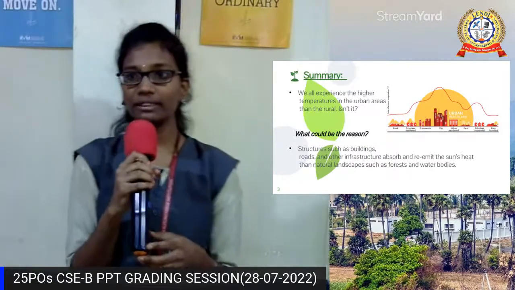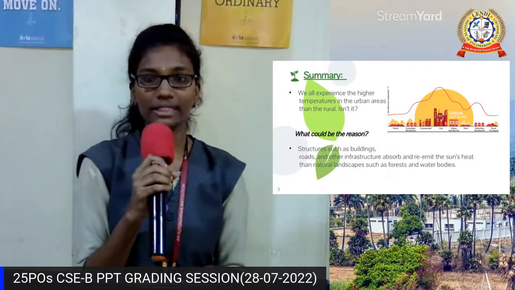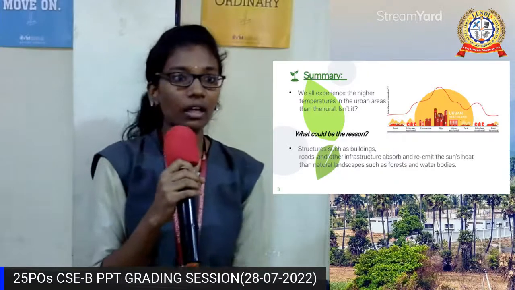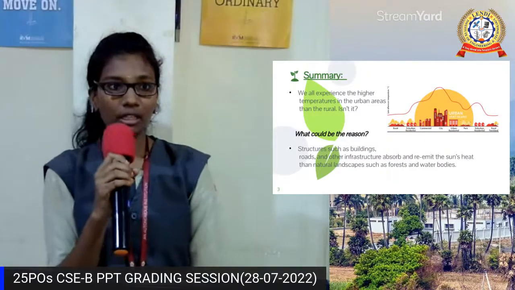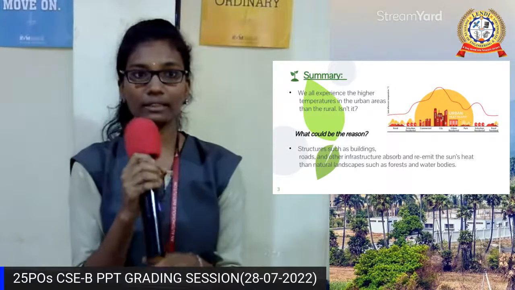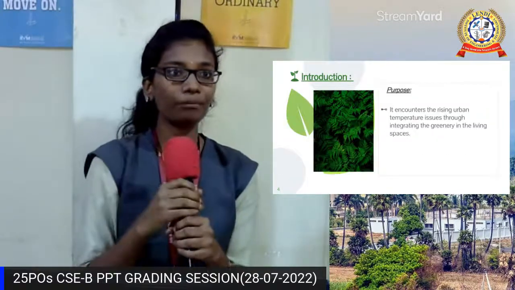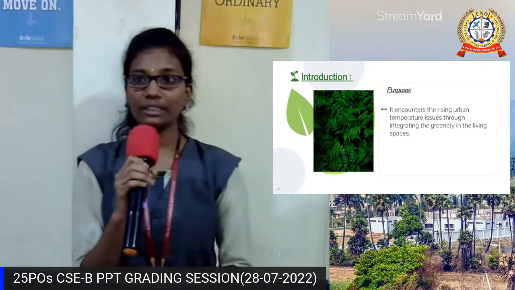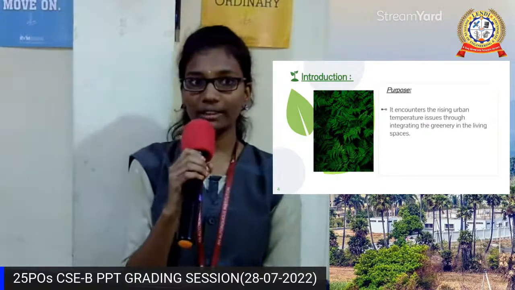We all experience higher temperatures in the urban areas than in the rural areas, isn't it? What could be the reason? Structures such as buildings, roads, and other infrastructure absorb and re-emit the sun's heat more than natural landscapes such as forests and water bodies. In urban areas, many of us can't get fresh air, right?